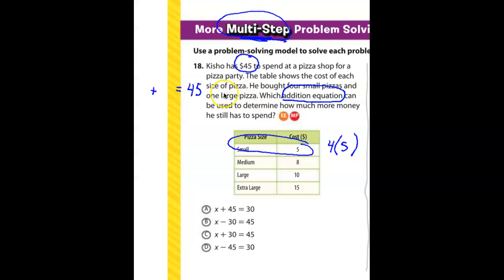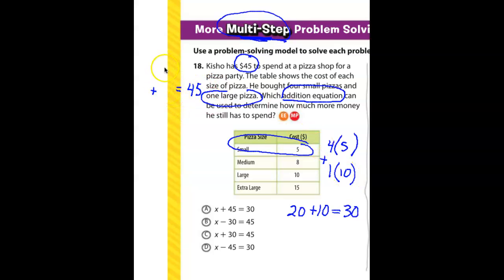But then he also bought 1 large pizza. So 1 large pizza, 1 times 10. Okay. So how much money has he spent so far? So I'm going to add these two things together. 4 times 5 is what? Answer that, please. That's right. It's 20. And 1 times 10 is what? That's 10. So 20 plus 10 is how much? Very good. That is 30.